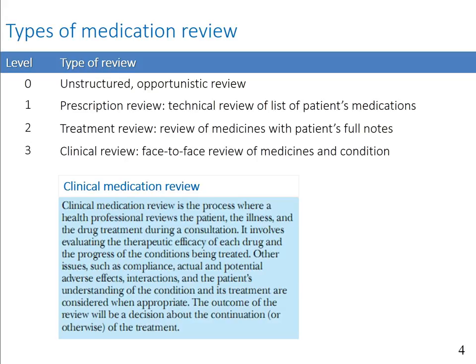There may then be a technical prescription review where the doctor looks at, for example, a repeat prescription at a time when the patient has requested the usual repeat list. The doctor may review this and think one of these may not be appropriate and make changes accordingly. There may then be a formal treatment review where the patient's full notes are available and the doctor cross-correlates the medication with the patient's notes.